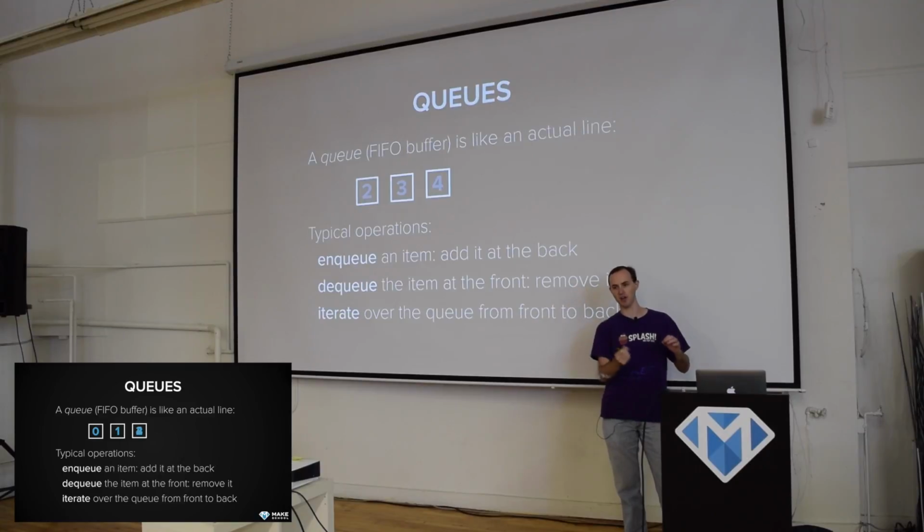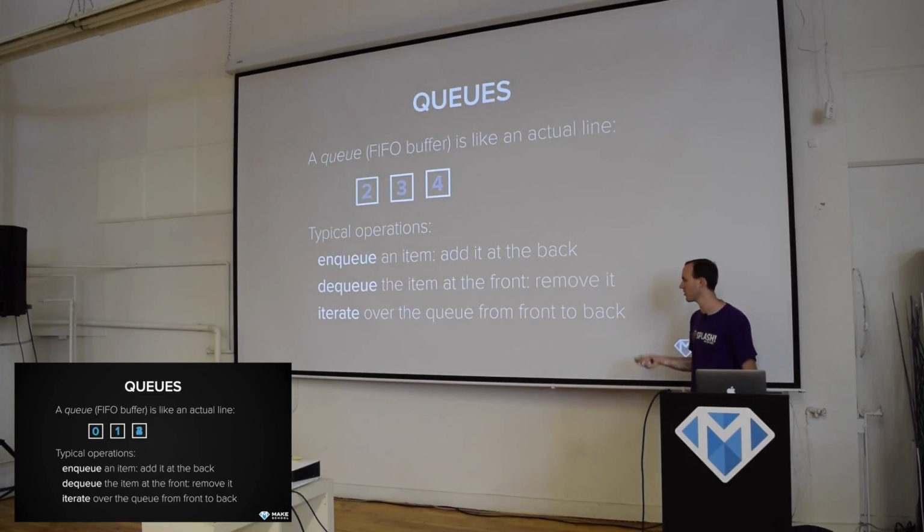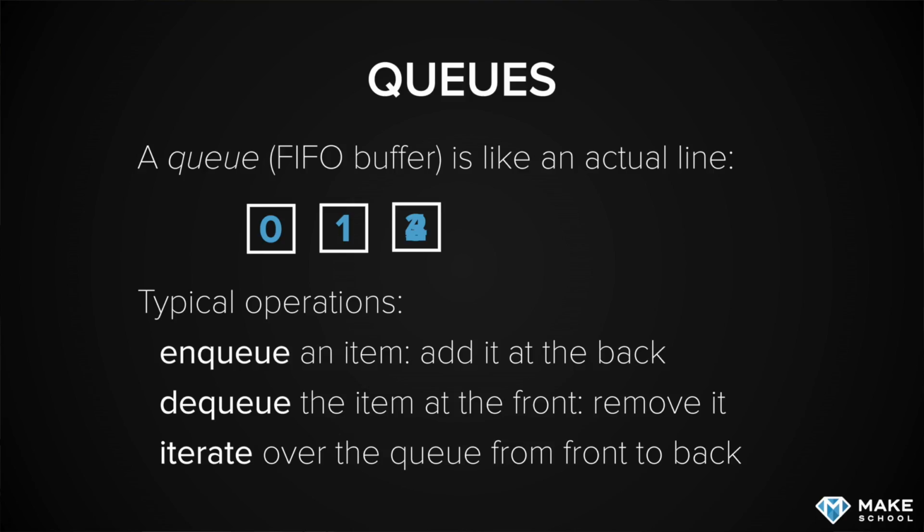Things get added on, or enqueued, at the back, but they have to wait. People will get dequeued, removed from the queue, in the order that they were originally added. That's why it's called first in, first out. Okay? So the kinds of things you would do with this queue are: enqueue, you add something at the back; dequeue, you take off the thing at the front, the guy who's been waiting the longest; and you might want to iterate, go over everybody who's currently in the queue.